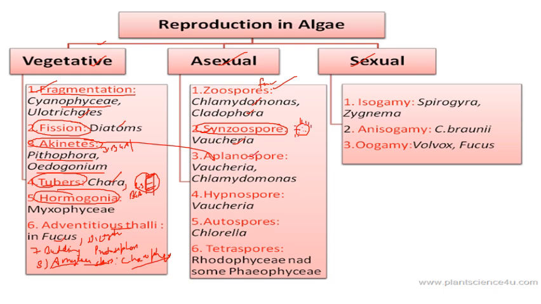Then there are aplanospores. Aplanospores are spores that are non-motile, and they are produced inside sporangia. They include Vaucheria. They are mostly produced by terrestrial species. There are also some aquatic species that produce them, like Ulothrix. This is an aquatic species that produces aplanospores. Then Chlamydomonas. So these are some algal forms that produce aplanospores.